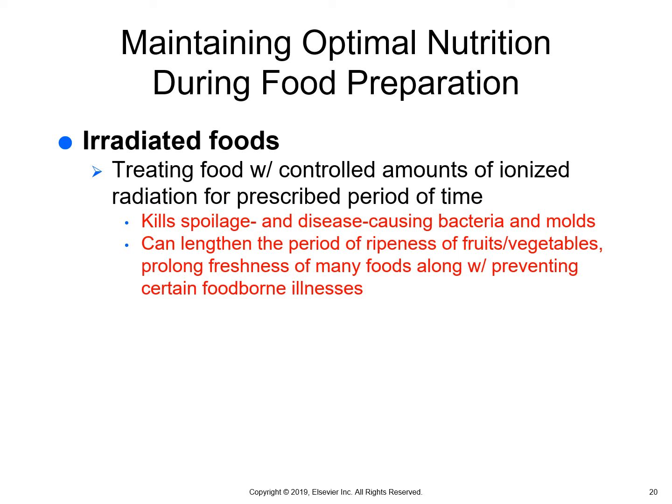Another way for companies to maintain optimal nutrition in foods is to irradiate them. So what that means is they're treating food with controlled amounts of ionized radiation for a prescribed period of time. And what that does is kills spoilage and disease-causing bacteria and molds. It can lengthen the period of ripeness of fruits and vegetables, can prolong the freshness of many foods, along with preventing certain foodborne illnesses. Remember, once the foods have been irradiated, that ionizing radiation does not transfer to us. It dissipates.